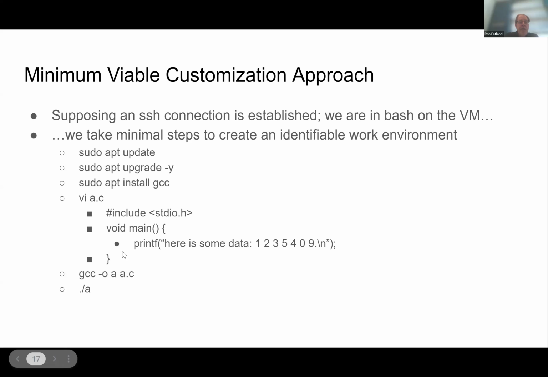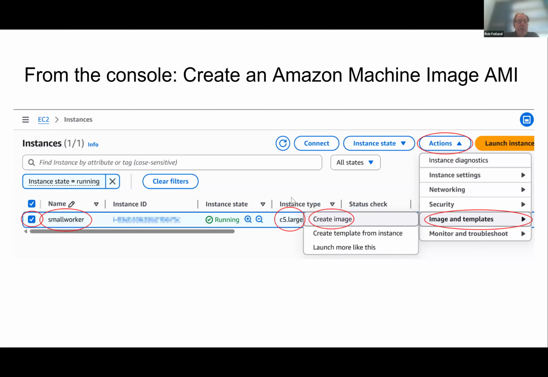So I described the steps that I took. I ran a sudo apt update and upgrade, and then I installed the GNU C compiler. I edited the a.c file, put in the print statement, compiled that code, and then ran that code, and it printed a little message. It's not terribly exciting, but it is at least a minimal amount of modification of the work environment, so I can see if my bounce action is successful later on.